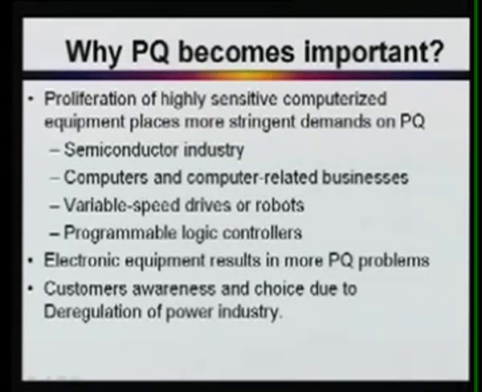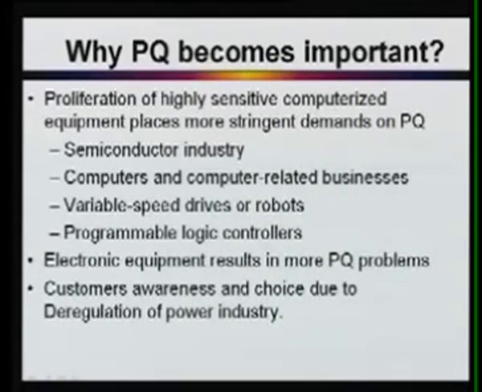Another is the variable speed drive or robots. We use variable speed drives because the control in AC is very, very difficult. So we use power electronic devices to control the motors in terms of torque, speed, and other related quantities, and therefore these control circuits use power electronics, and finally they are introducing power quality problems in the supply system.